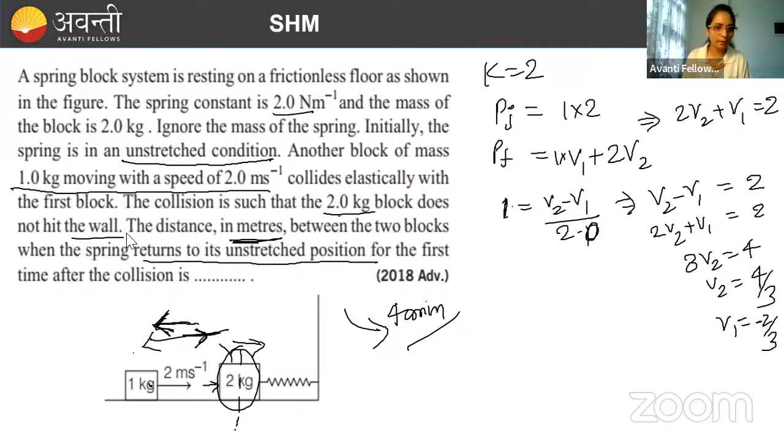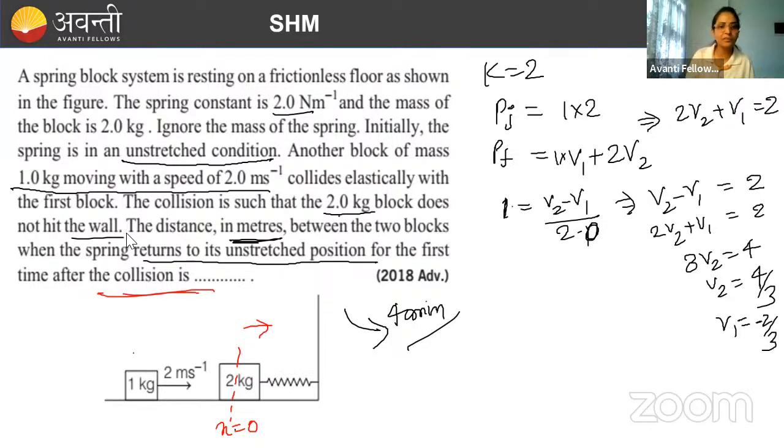So what is going to happen after collision? If we look carefully, after collision the 2 kg block will start moving towards the wall. So if it is moving towards the wall, the spring will get compressed. तो चलो मैं इस पोजीशन को x इक्वल टू 0 मानती हूँ. क्यों? क्योंकि it is asked that पोजीशन डिफरेंस बिटवीन देयर पोजीशन आफ्टर द कोलिजन.